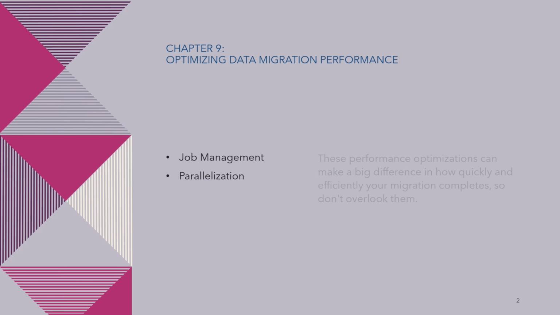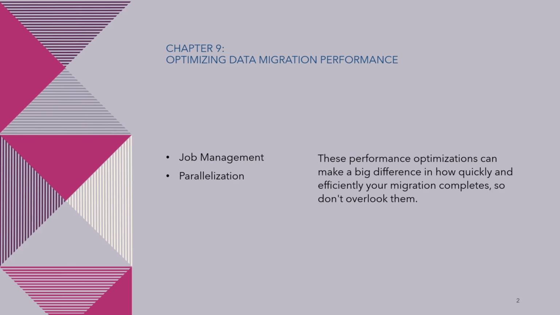Before we wrap up, let's talk about optimizing the performance of your data migration via job management. You can improve migration performance by adjusting the number of data transfer jobs. By default, only one job is used, but if you're dealing with large amounts of data or complex migration objects, increasing the number of jobs can significantly reduce the migration time. You can tweak these settings on the migration object.